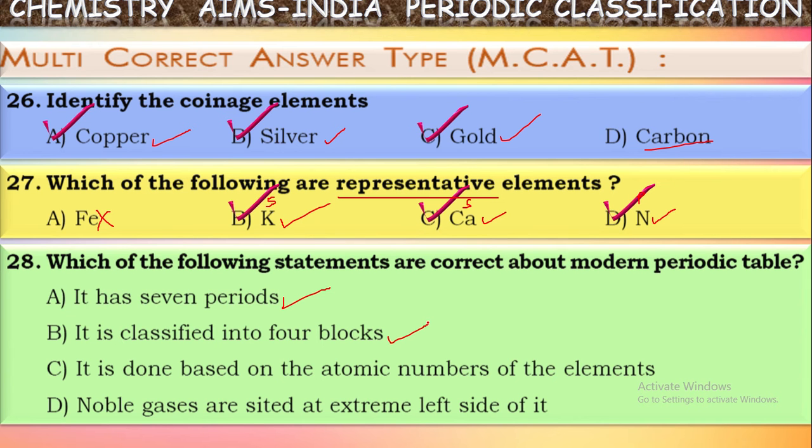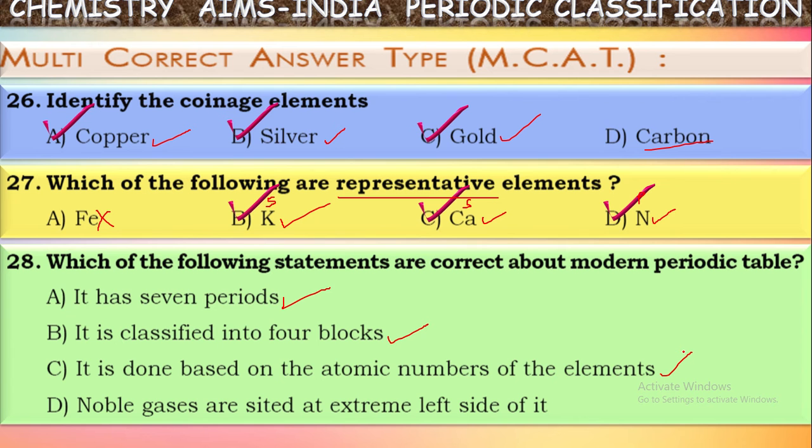All the classifications which were done before this modern periodic table were done based upon the atomic masses of the elements. Because of that, they faced certain problems. So this modern periodic table, which was given by Moseley, is constructed based upon the increasing order of atomic numbers of the elements. So most of the problems in those earlier classifications were clarified in this. So it is based upon the atomic numbers.